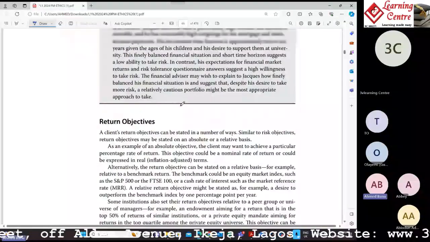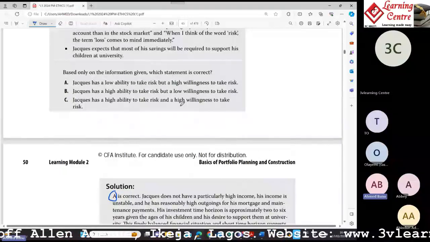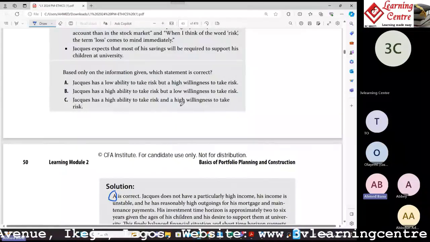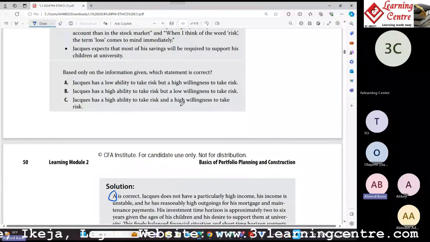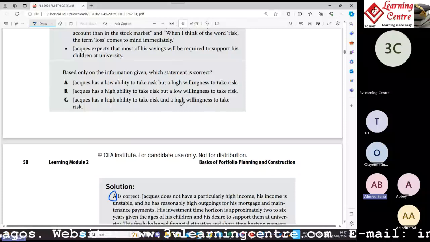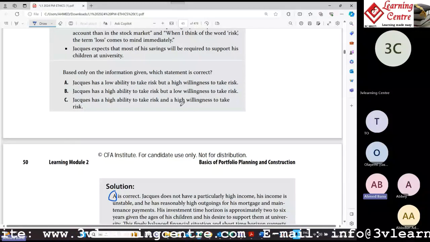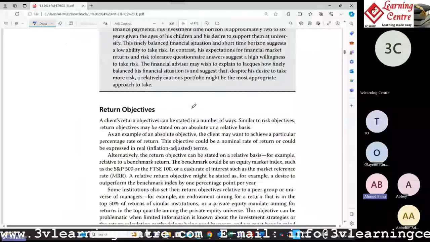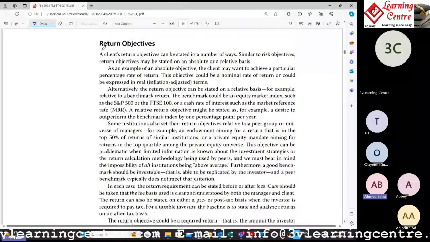Thank you very much. Now, that is all on risk tolerance. Like I said, your risk objective is driven by your risk tolerance. And if you can identify the individual or the investor's risk tolerance, you can comfortably determine what the risk objective is. So let us move to the other investment objective, which is return.